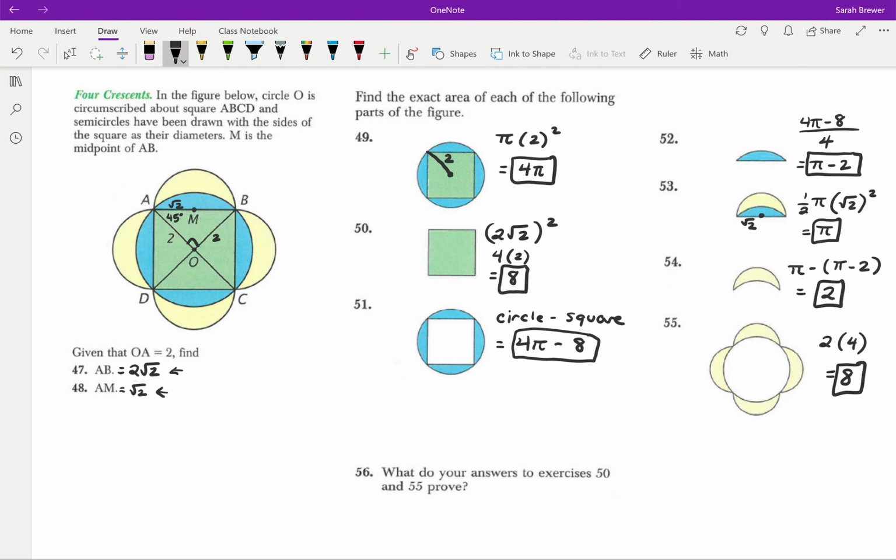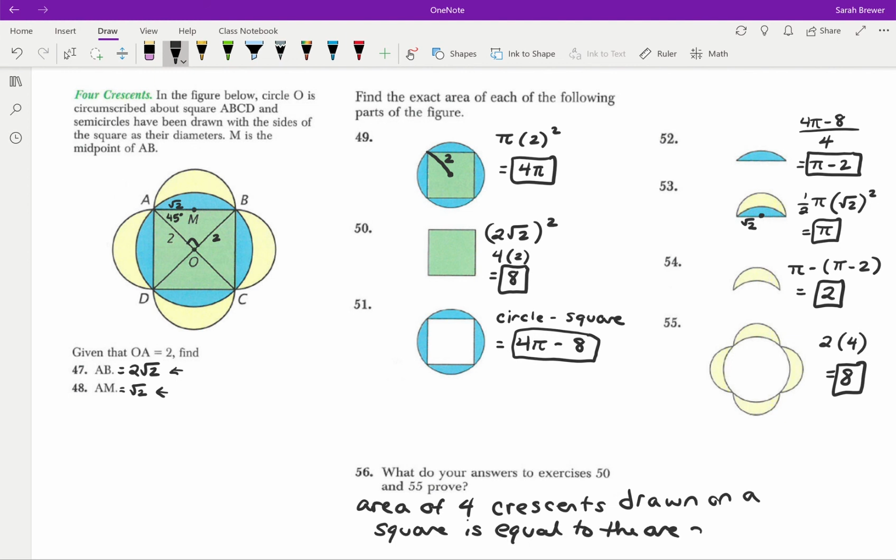And what's kind of interesting here is that those crescents have exactly the same area as the square. So the area of 4 crescents drawn on a square is equal to the area of the square. That's pretty cool.